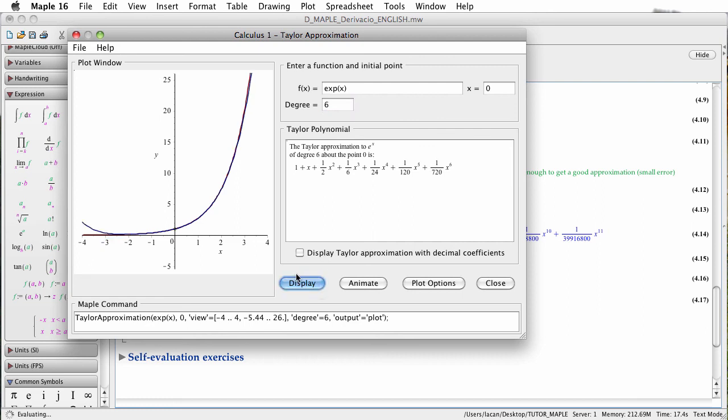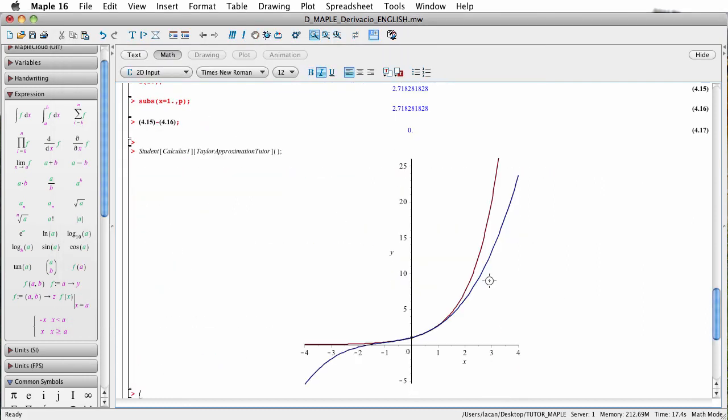So, for instance, if we want to compute an approximation of e to the power 2, e squared, here you can see that you would get a quite good approximation because in view the function and the polynomial are quite close. Okay, so let's put a 3 here and let's close it.